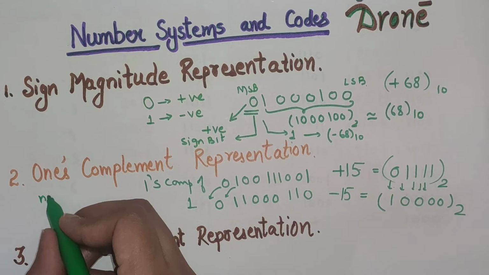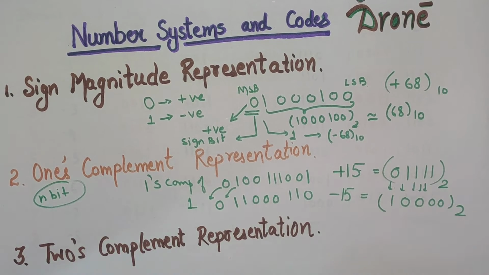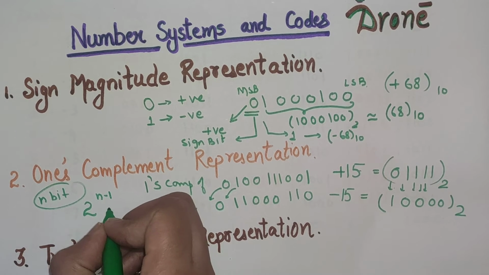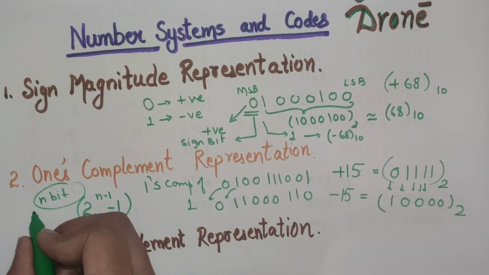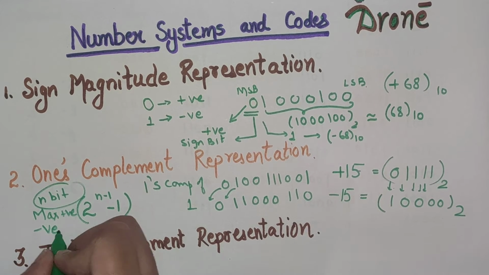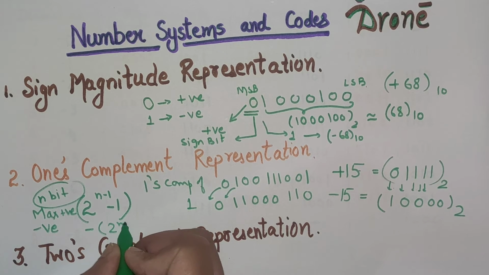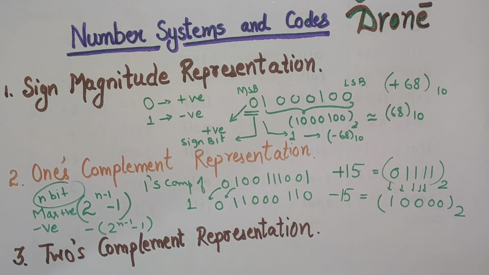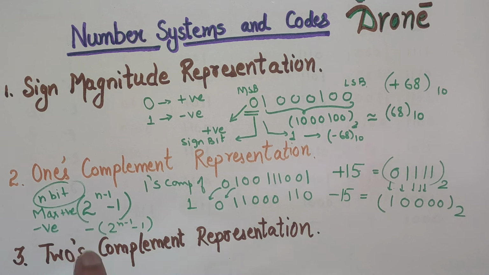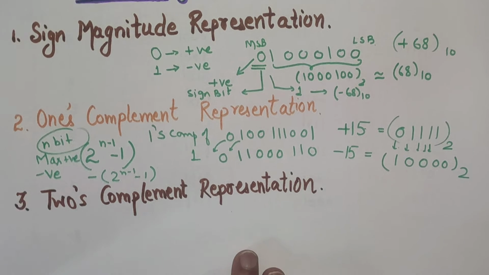So for any n-bit number, the maximum positive number which can be represented in ones complement representation is 2 to the power n minus 1, minus 1. So this is the max limit, max positive number, and the maximum negative number that can be represented is minus 2 to the power n minus 1, plus 1. So if we take a 3-bit number, 2 to the power 2 minus 1 gives 3, so the maximum positive number is plus 3. So now we will see the 2's complement.